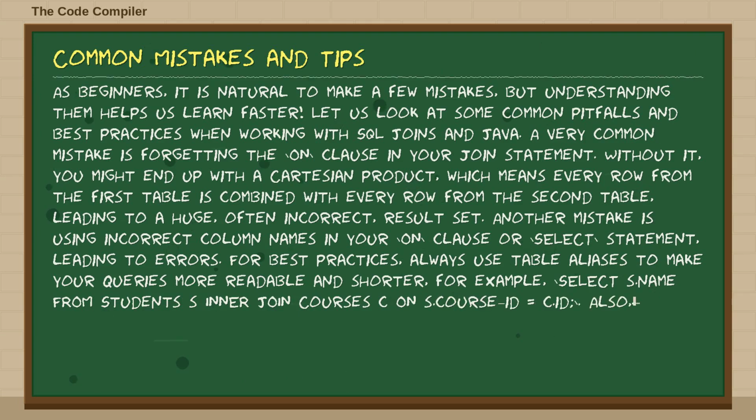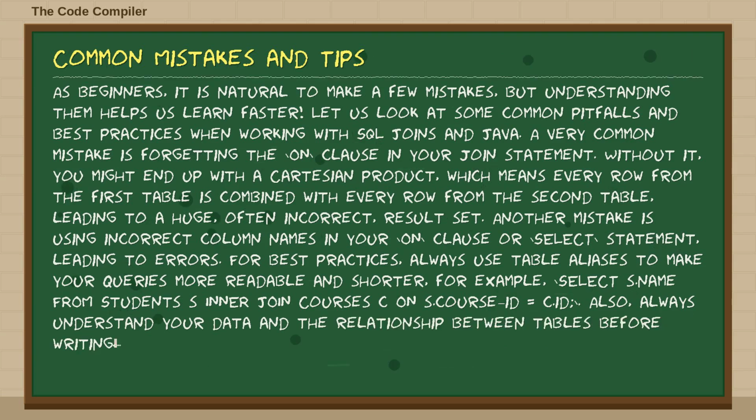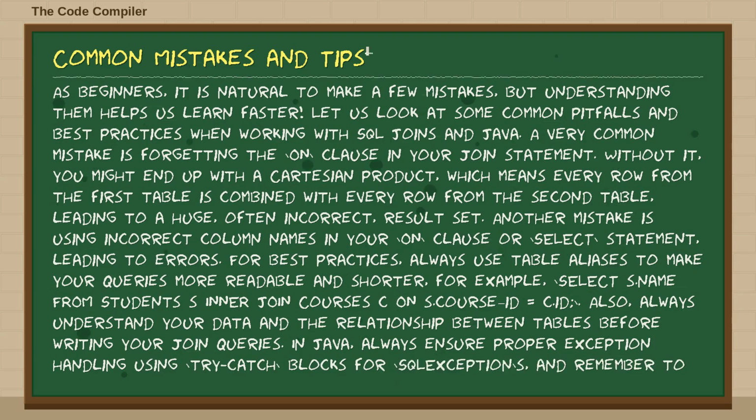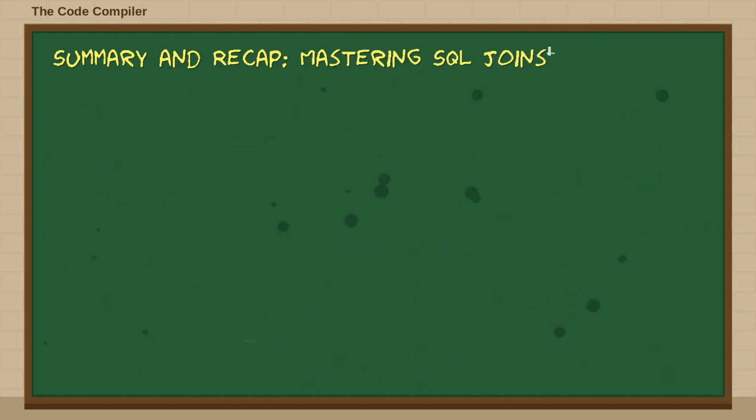Also, always understand your data and the relationship between tables before writing your join queries. In Java, always ensure proper exception handling using try-catch blocks for SQL exceptions, and remember to close your database resources like connection, statement and result set to prevent resource leaks. Using Java's try-with-resources statement, as shown in our example, automatically handles closing these resources for you, which is a great best practice.